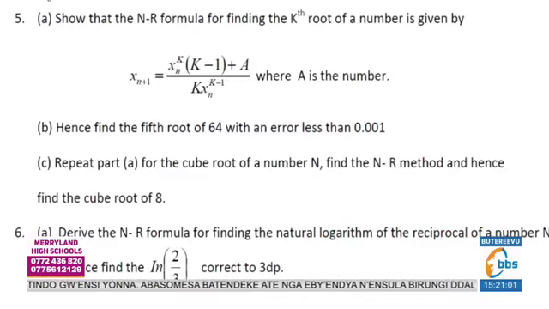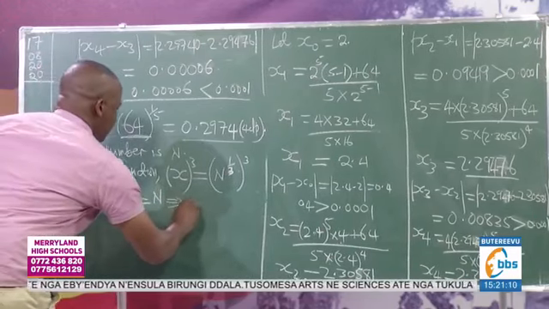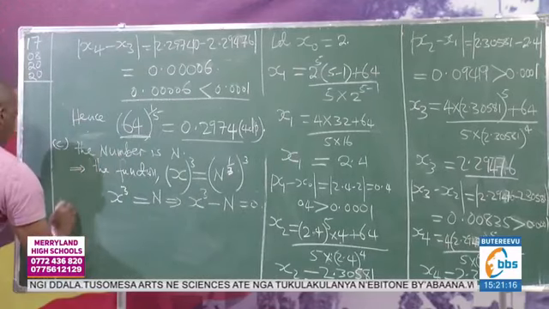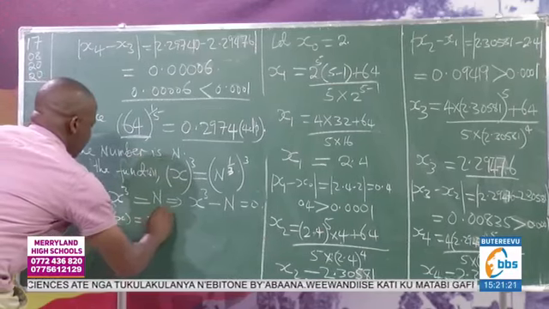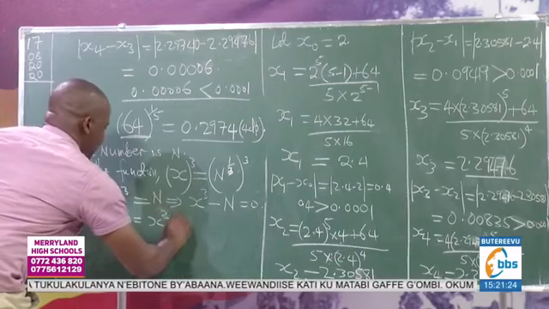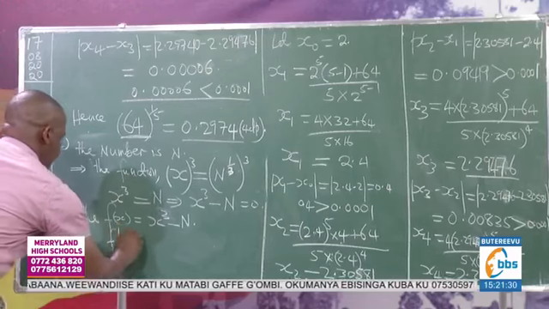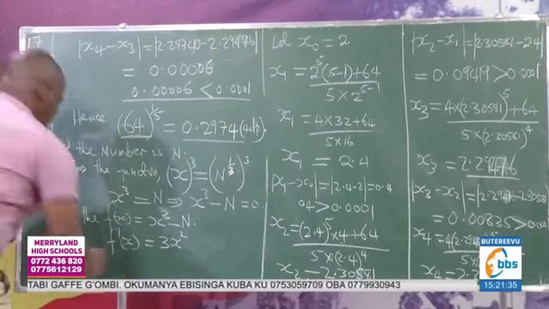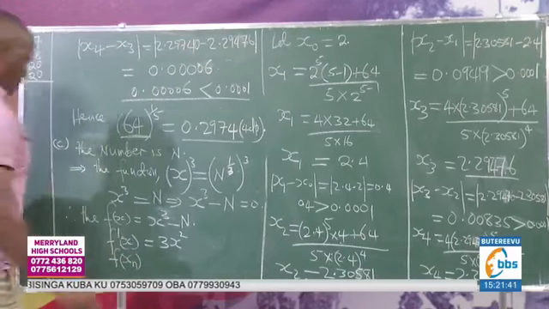Now, if we cube both sides, we shall get that x cubed is equal to n, implying that x cubed minus n is equal to 0. And therefore, the function we are going to use, f of x, is going to be x cubed minus n. We need to differentiate this function, which will give us 3x squared.